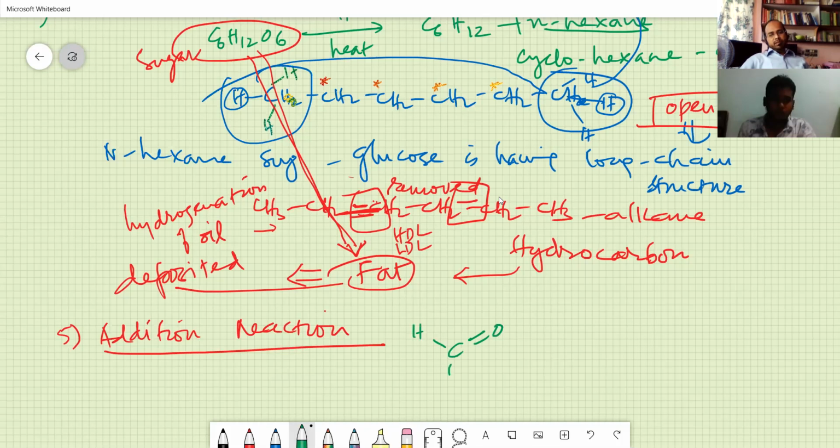This is the top part. Lower part I'm not writing. When you add HCN, it easily forms a cyanohydrin.